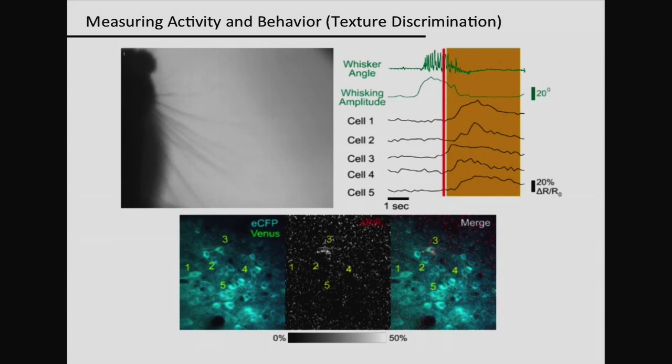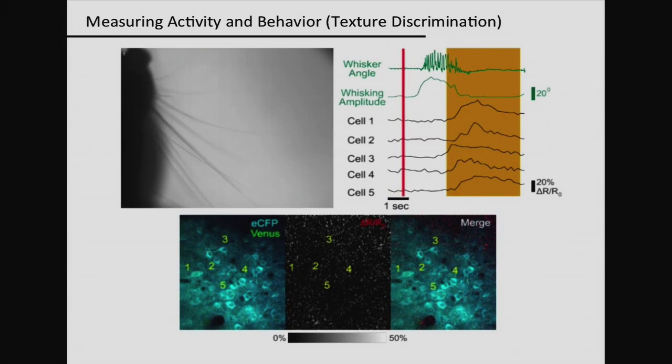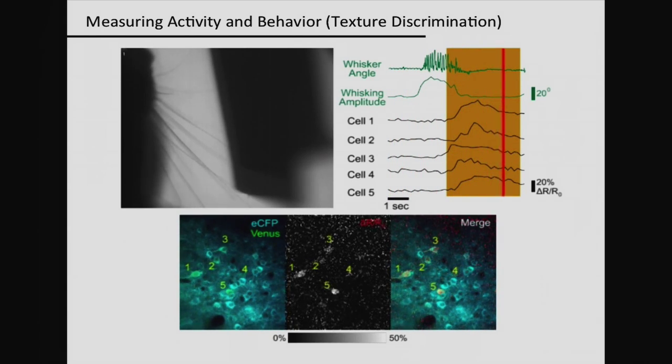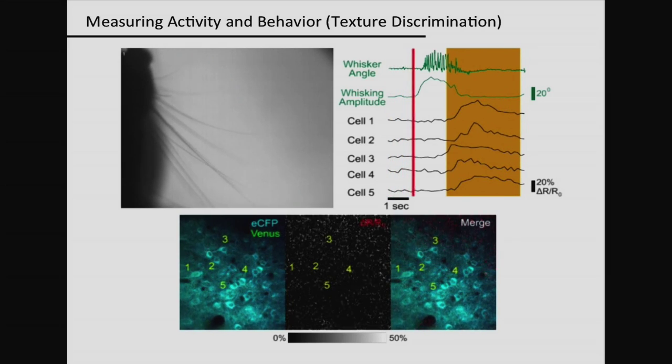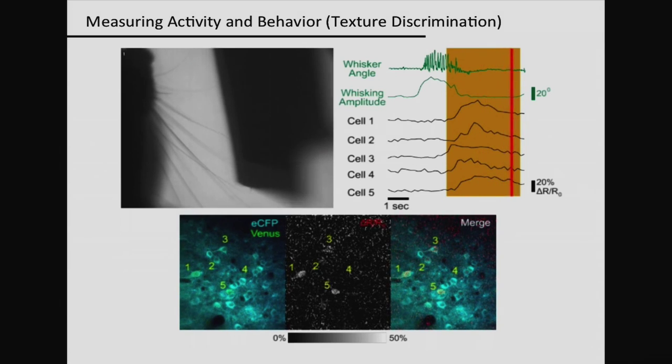This is the type of data that we are measuring or monitoring. Again, we're using high-speed video cameras. So what we can do is monitor the whisking motion of the whiskers, and also look at the finer kinematics of the whiskers as they interact with the texture or the pole.